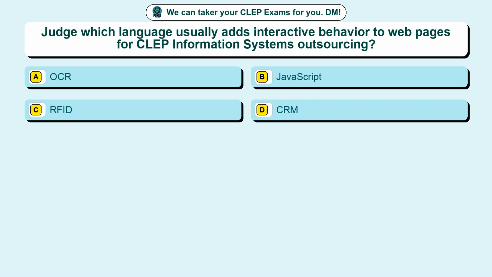Question 36. Judge which language usually adds interactive behavior to web pages for CLEP Information Systems outsourcing. Option A, OCR. Option B, JavaScript. Option C, RFID. Option D, CRM. The correct answer is option B, JavaScript.